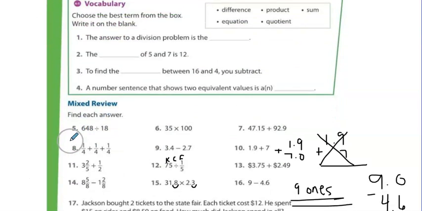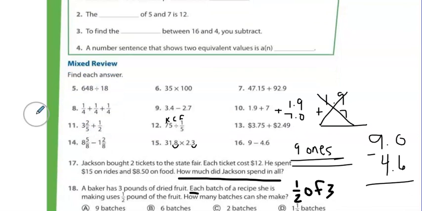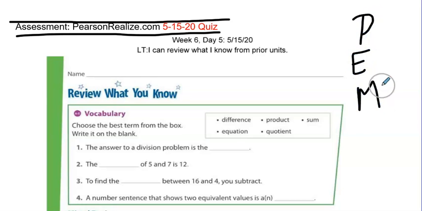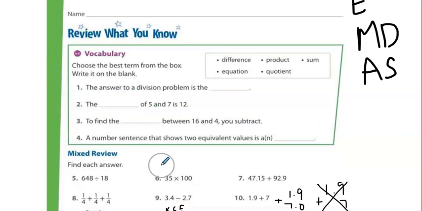And then on Monday, we're going to be starting our order of operations review unit, which is going to be super fun. Remembering the steps of order of operations, that PEMDAS. So just get yourself geared up for that, and don't forget to head on over to Pearson Realize and complete that assessment.